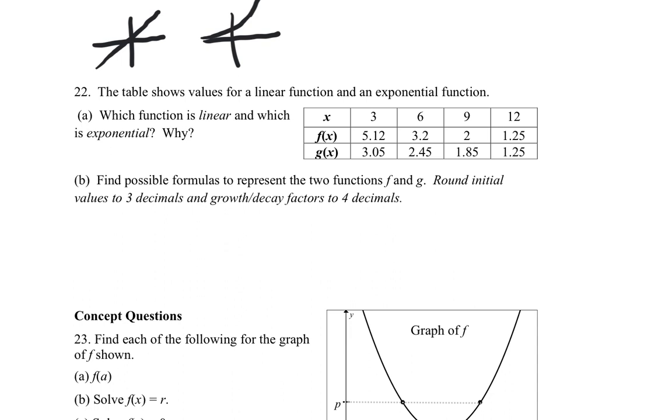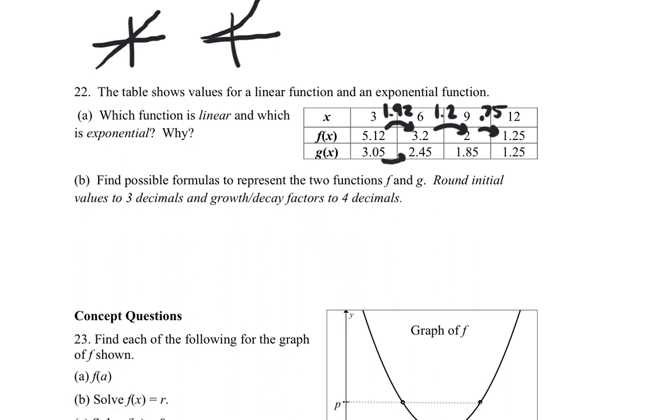So for f of x, when we go from 3 to 6, that difference is 1.92, and from here to here is 1.2, and from here to here is 0.75. So the change in between those numbers is changing. That means that this one is probably exponential. But let's check the other one.